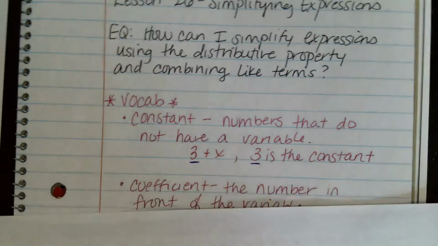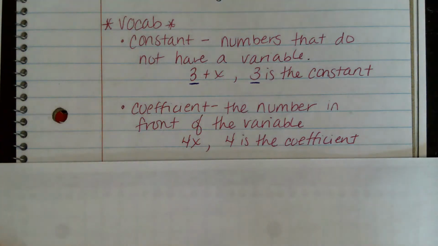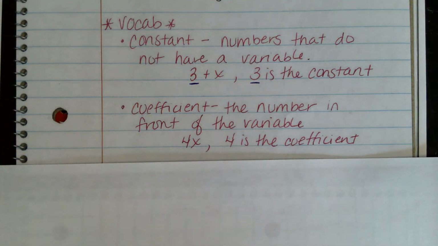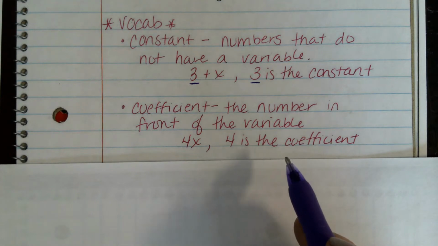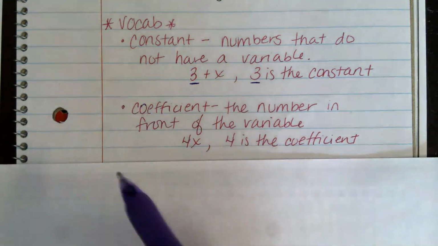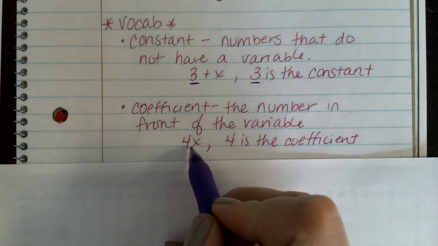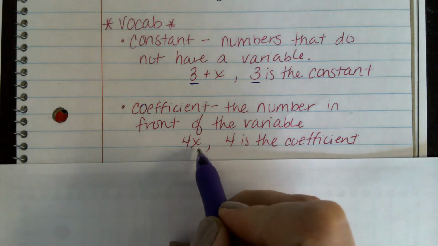Our next vocab word is what's called a coefficient. C-O-E-F-F-I-C-I-E-N-T. A coefficient is a number in front of a variable. So here in my word coefficient, sorry, just wanted to fix that. My example is 4x. Now 4x is called a term.